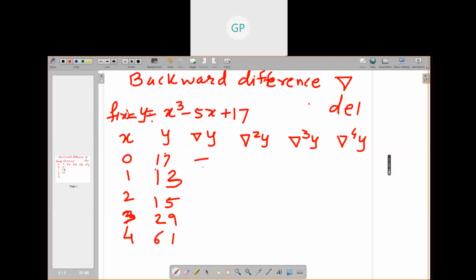This will be blank. The first place it will be blank, right? Yes or no? Yes, ma'am. 13 minus 17 is minus 4. 15 minus 13 is 2.